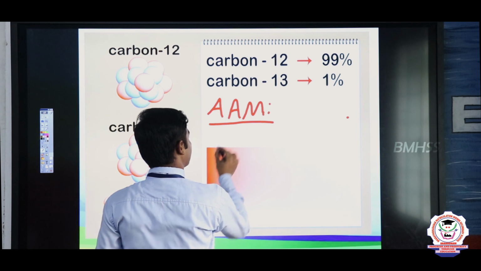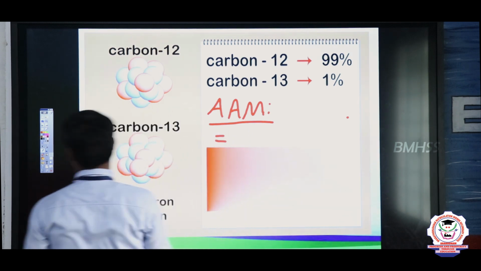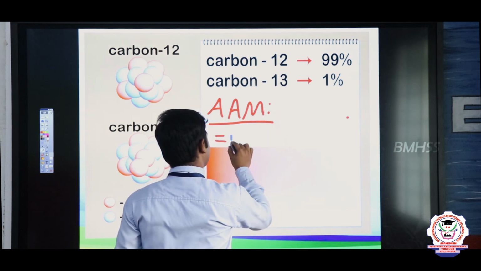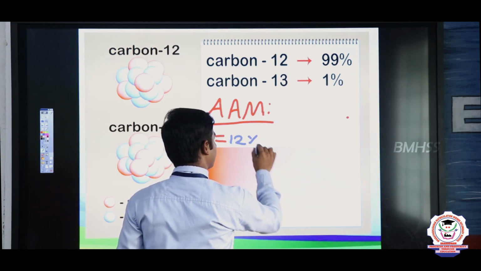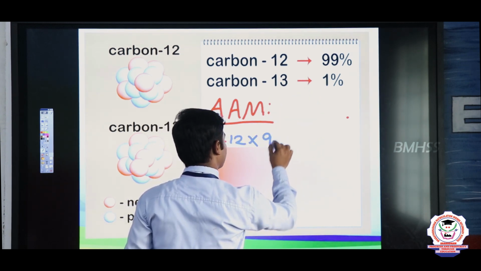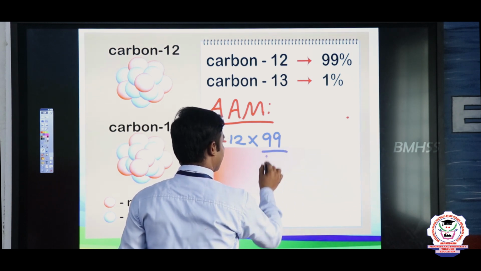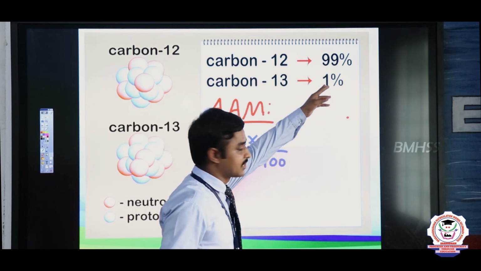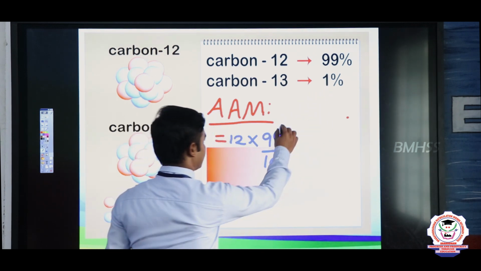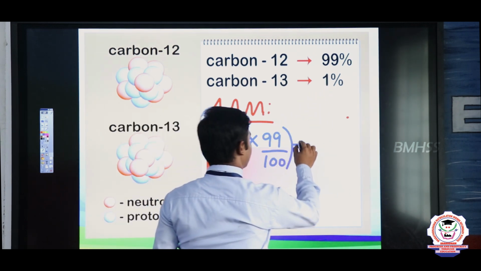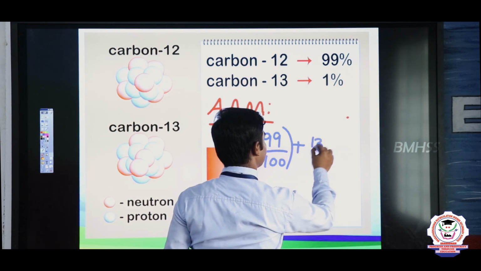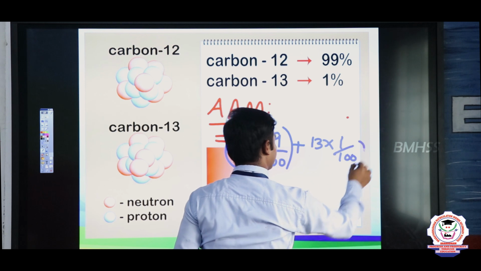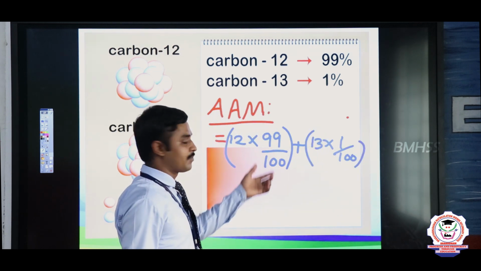The average atomic mass can be calculated by multiplying the mass number by its percentage abundance. I write the percentage abundance as 99 divided by 100, because you know the percentage can be written as divided by 100, and for the next isotope, 13 multiplied by 1 by 100. It is easy to divide the number by 100.